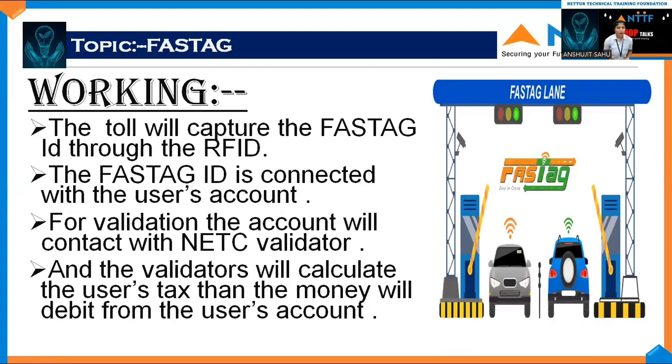Then working. The toll will capture the Fastag ID through the RFID, which Fastag ID is connected on the top of the windshield of the car. The Fastag ID is connected with the user's account. For validation purpose, the account will contact the NETC validator, and the validator will calculate the user's tax. Then the money will be debited from the user's account.